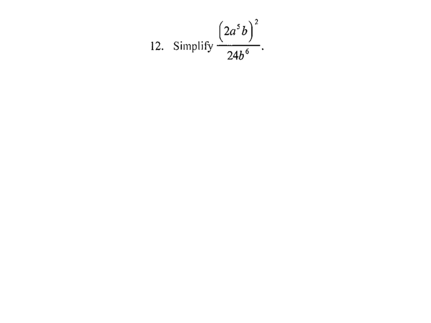Problem number 12, similar type of problem, but we have a fraction, and in the numerator we have 2a to the 5th times b, that quantity squared, over 24b to the 6th. So the only thing that's being squared here is what's inside the parentheses. So we're just going to square the 2, the a to the 5th, and the b. So we're going to do 2 squared, a to the 5th squared, and b squared. When we do that, we get 2 squared. A to the 10th comes from a to the 5th squared, and b squared comes from b squared. And notice the denominator stays the same because the denominator is not being squared. It's just the numerator that's in the parentheses there.